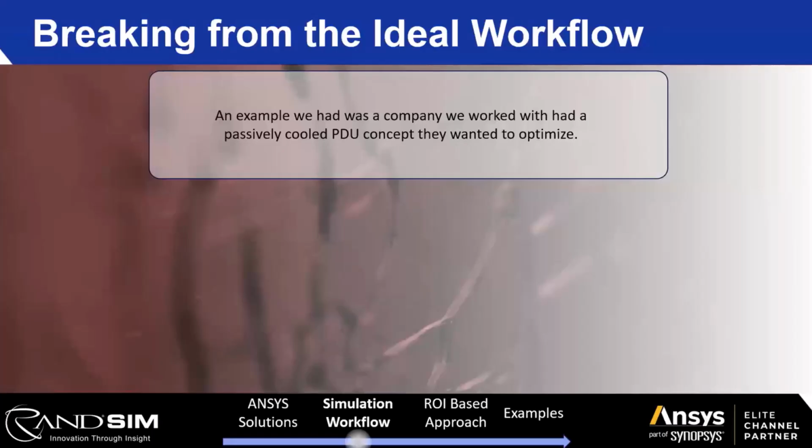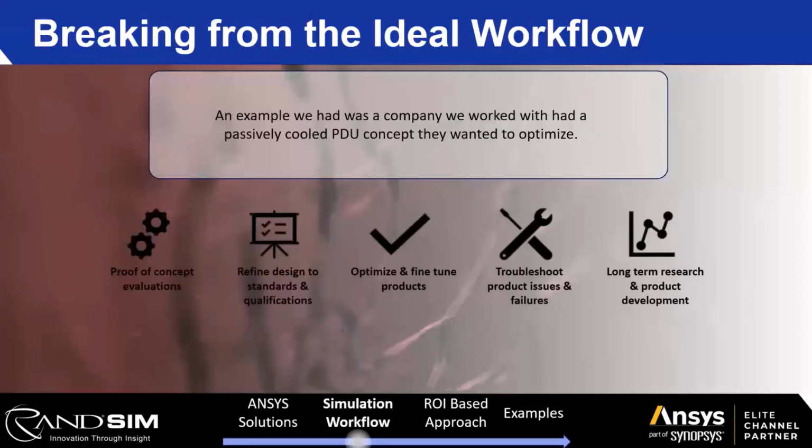So they came to us with a concept, and they wanted to optimize this concept to grab out additional efficiency points. And what we learned as we started to go through and run some of these analyses is that, unfortunately, they had actually skipped the proof of concept evaluations. We didn't know this at first, but they had come to us with just a single concept, but they really hadn't swept over the design stage or the design space.